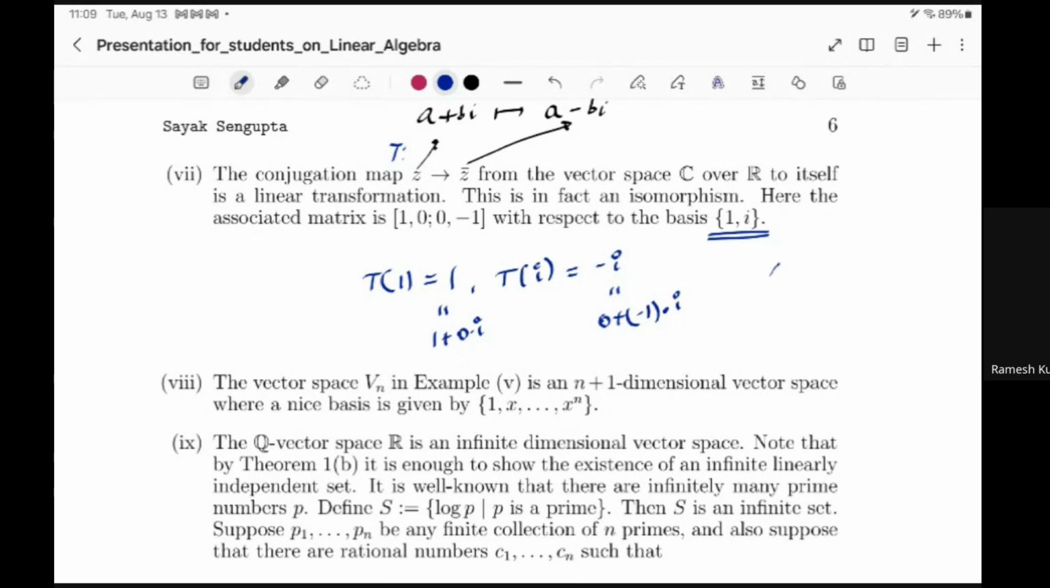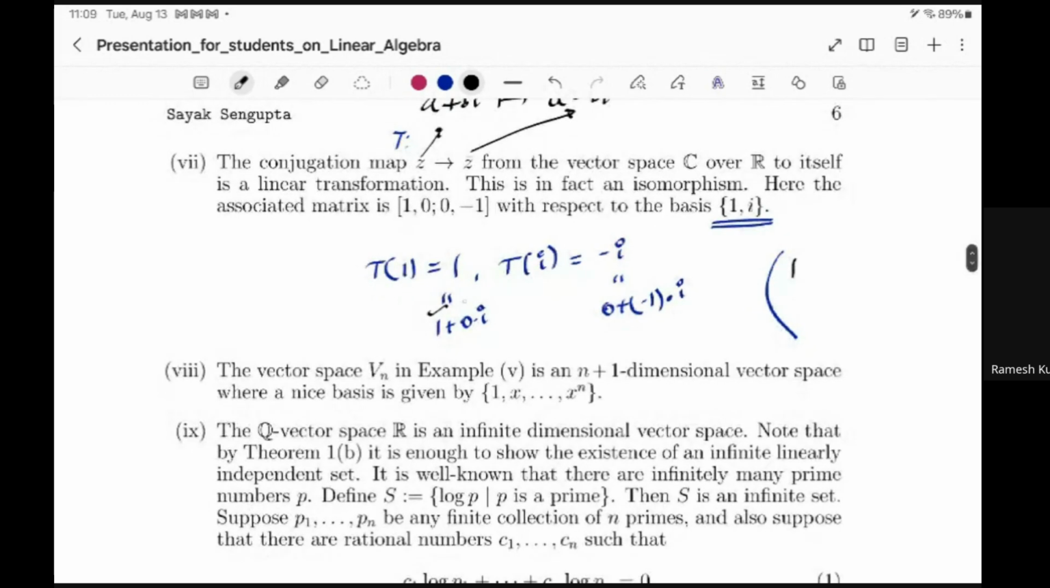So the matrix, we can write this as: 1 is going to be here, and then 0 should be written here, and then 0 goes here, and minus 1 goes here. So this is the corresponding matrix. Okay? And in fact, this vector space C over R is finite dimensional, and as I mentioned, this is a basis. So this is a two-dimensional vector space, a dimension 2 R vector space, to be more precise.